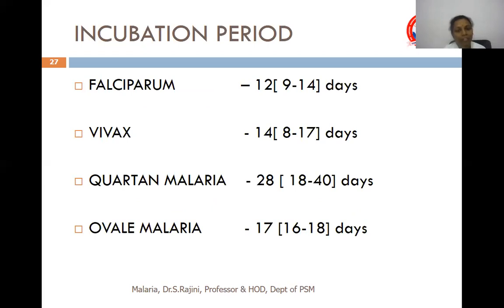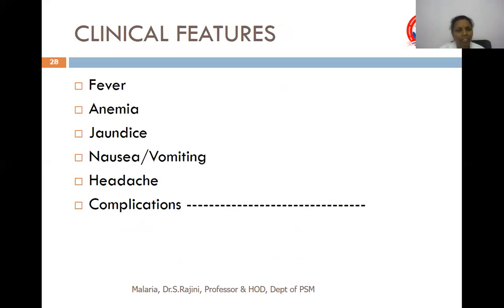So incubation for different types of parasites. So falciparum 12 days, vivax 14 days, malariae 28 days, ovale 17 days. So these are the clinical features, how the patient will present. The patient will present with fever, anemia, jaundice, nausea, vomiting, headache, and other complications can occur.